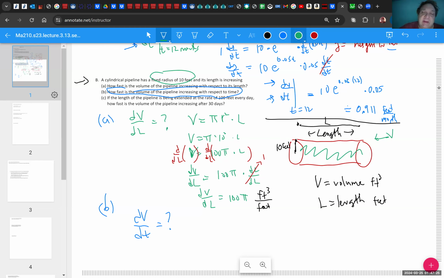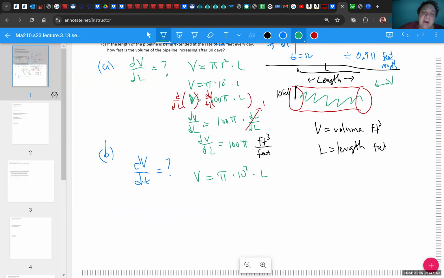So let me just write it again. I got my volume formula. The radius is still fixed. So it's still going to be pi times 10 squared times L, right? Or just 100 pi times L. And now when we differentiate this thing, 100 pi times L, we're going to be differentiating with respect to t because we need a dt on the bottom. So we need a dt, not a d anything else.